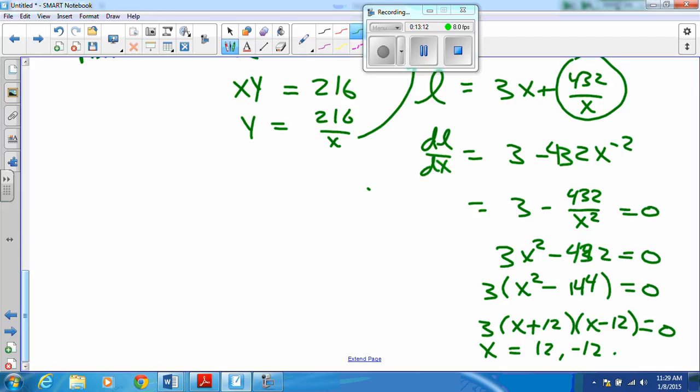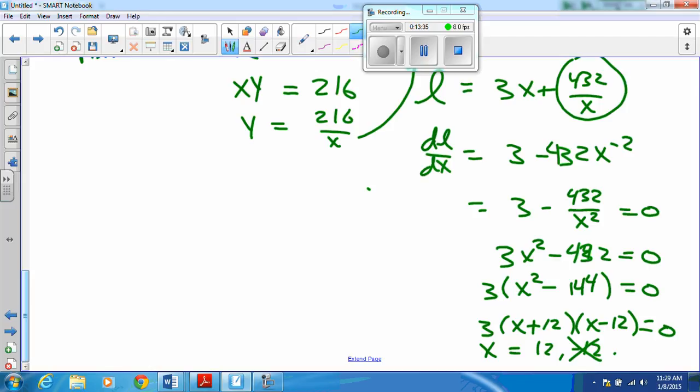I would have a negative, not area, but a negative width, right? And it doesn't make sense for me to have a negative width for my garden. Okay, so I'm going to exclude x equals negative 12 on the grounds that it is outside of domain. So I've got a critical point. Are there any other critical points besides x equals 12?